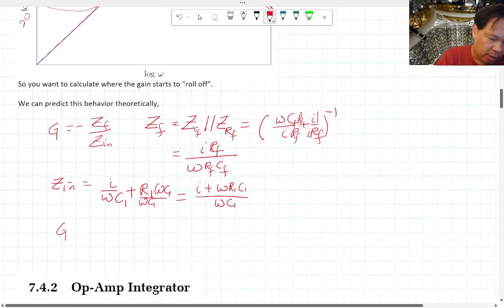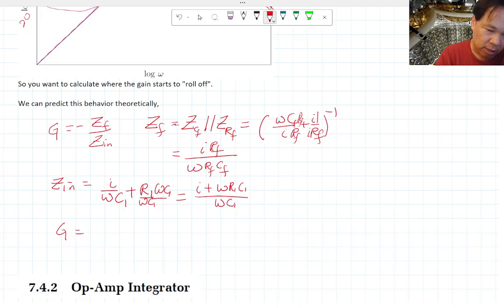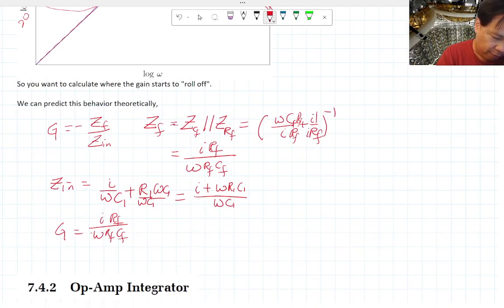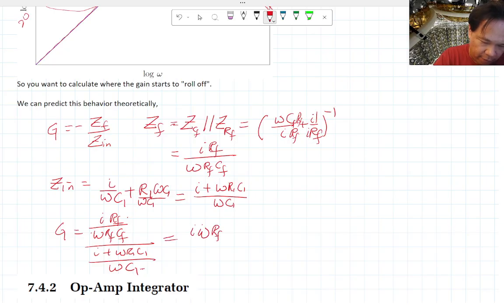So the gain is ZF over Zin. That's just j omega RF CF over 1 plus omega R1 C1 over omega C1. Since this is in the denominator, it just goes in the numerator. I'm going to put the omega in front: RF C1, and these two just get multiplied to each other.